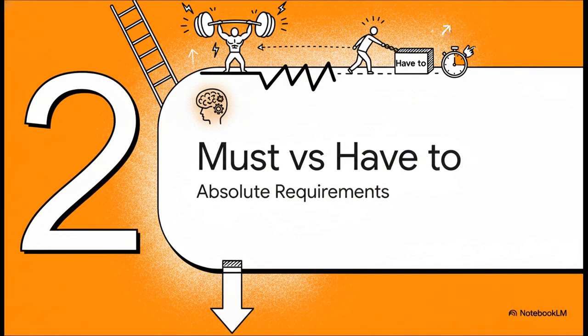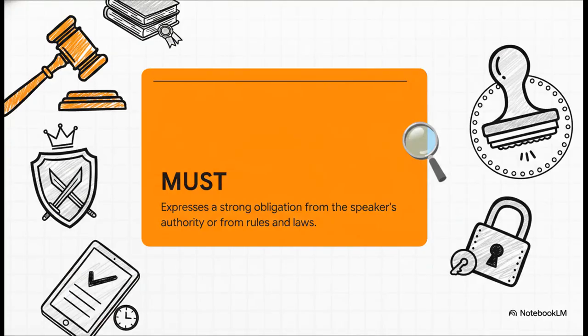Okay, let's start at the very top of the ladder with the real heavyweights, must and have to. When you hear these, you know it's an absolute requirement. These are not optional. But here's the thing. While they seem almost identical, the source of that obligation is subtly and really importantly different. Must is the voice of direct authority. Think of it as a command coming straight from a specific source, like a law, a set of regulations, or a person who's in charge. It feels formal, it feels official, and it's very direct.